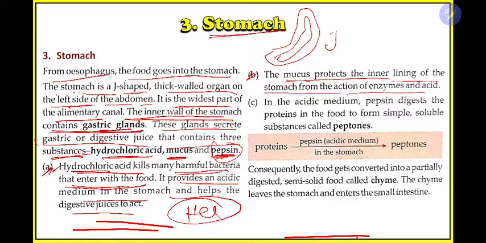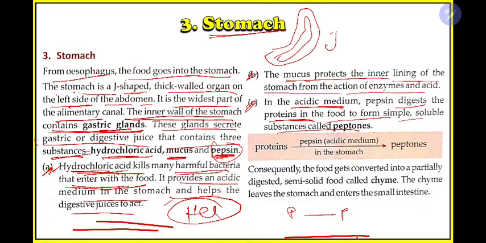Okay, then comes the third one, that is the pepsin. As I told, pepsin works only when the medium is acidic. So who will make the medium acidic? When this acid, hydrochloric acid, mixes with the food, it makes the medium acidic, and in this acidic medium the pepsin digests the proteins. P for pepsin, P for protein. Remember, P for pepsin, P for protein. Pepsin digests protein in the food to form simple soluble substances called peptones.